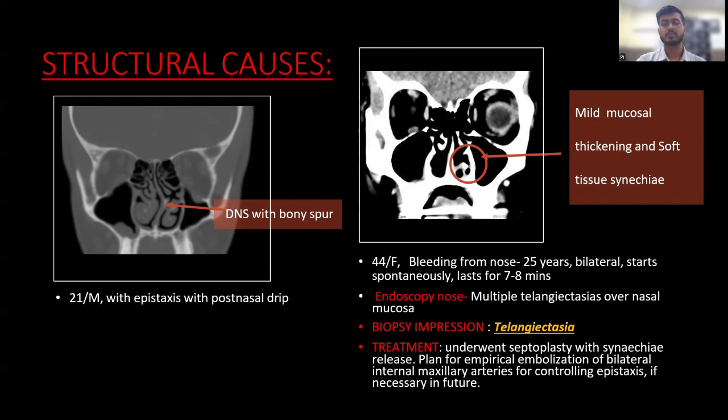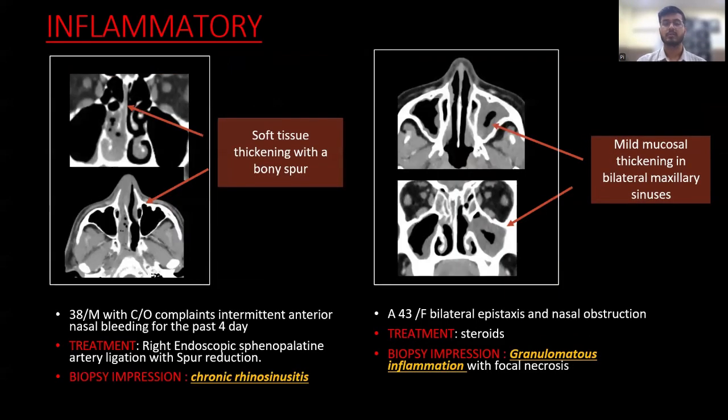The biopsy impression is telangiectasia. So treatment would be, she underwent septoplasty with synechia release, and is planned for empirical embolization of bilateral internal maxillary arteries for controlling the epistaxis, if necessary in the future.